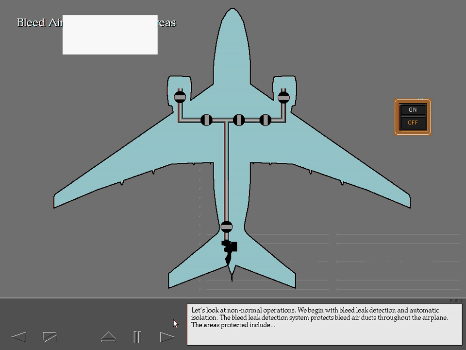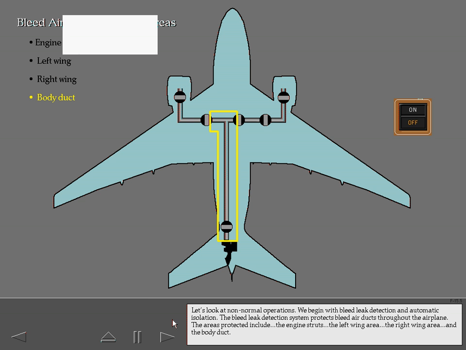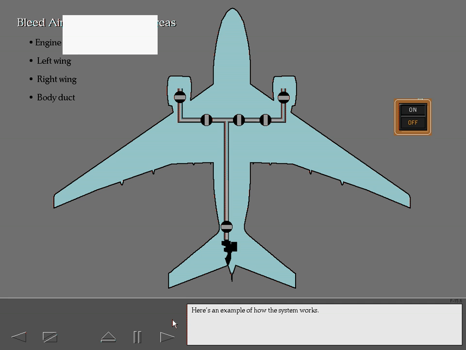Let's look at non-normal operations. We begin with bleed leak detection and automatic isolation. The bleed leak detection system protects bleed air ducts throughout the airplane. The areas protected include the engine struts, the left wing area, the right wing area, and the body duct. Here's an example of how the system works.